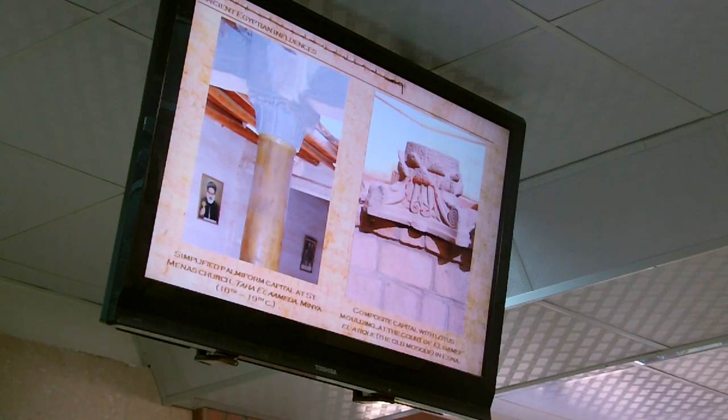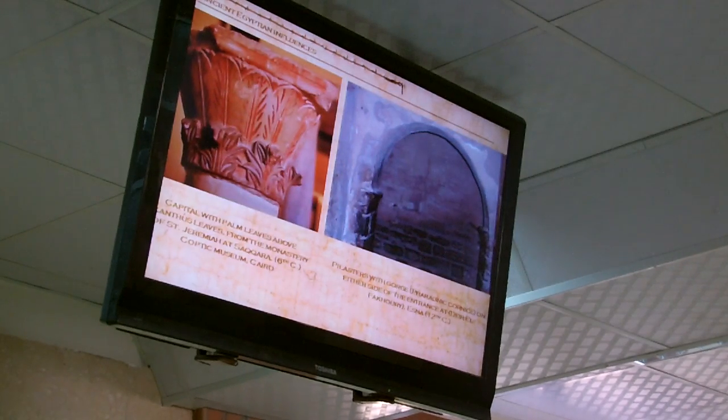On the left we have a simplified palmiform column in Deir Marmina Bahari Amada. And on the right, here we can discern a lotus molding at the center of this composite column in Masjid Latif, or the old mosque in Esna. On the left, this is a capital with palm leaves above acanthus leaves from the monastery of Saint Jeremiah at Saqqara.